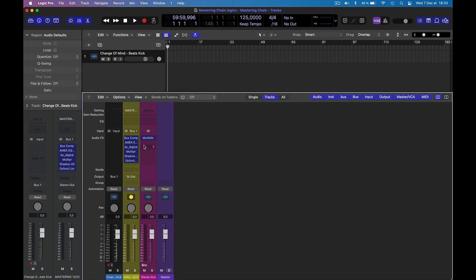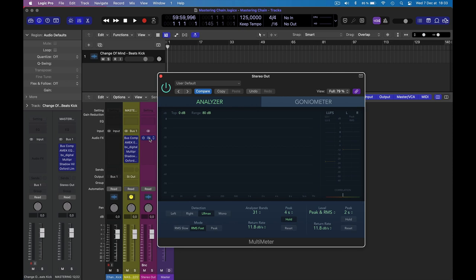So there you have my mastering chain. I also use the multimeter just to check everything.